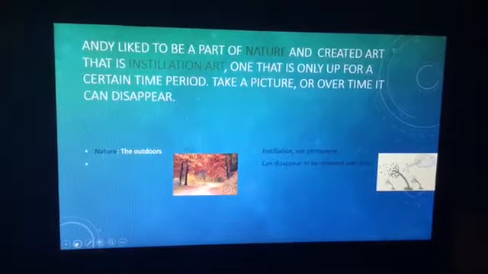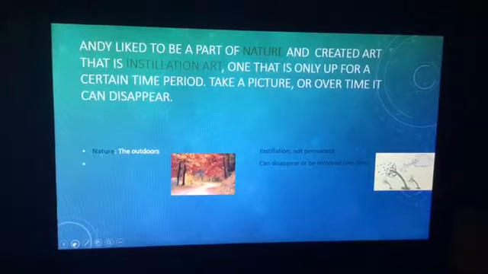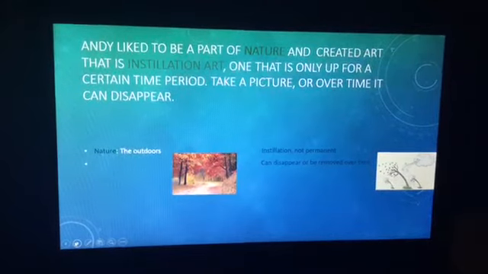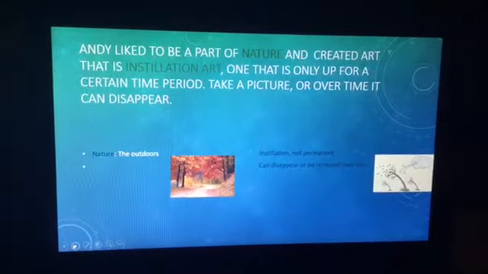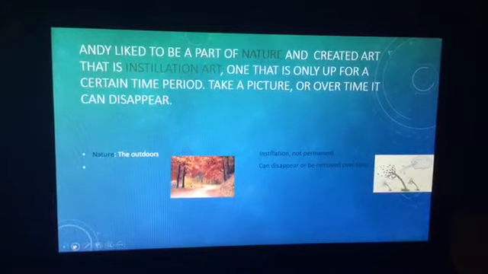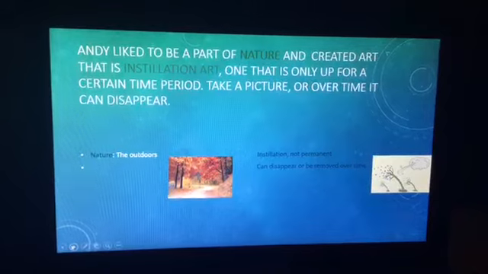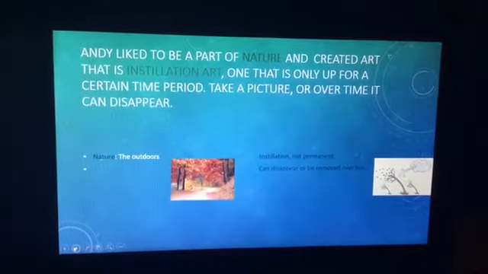Andy liked to be a part of nature and created art that is installation art, one that's only up for a certain time period. So you have to take a picture, or over time it can just disappear. So the word nature refers to the outdoors, and an installation is something that is not permanent. It can disappear or be removed over time.